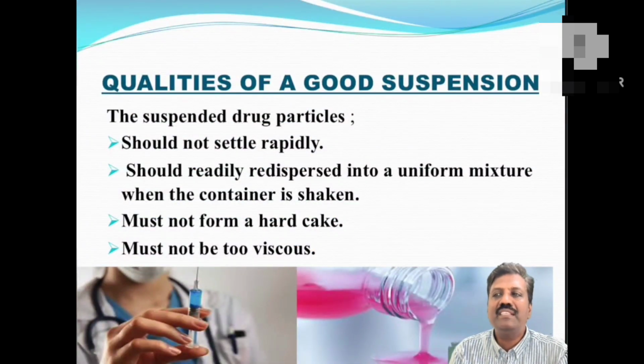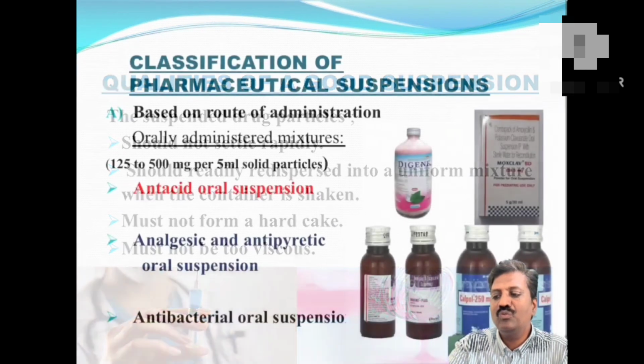Now, what are the qualities of a good suspension? A suspended drug particle should not settle rapidly. It's very important. If it settles, it's very dangerous. It should be readily redispersible into a uniform mixture when the container is shaken. That's a very important quality of a good suspension. And it must not form a hard cake and must not be too viscous. If it is too viscous, the suspension will be very difficult to pour out.